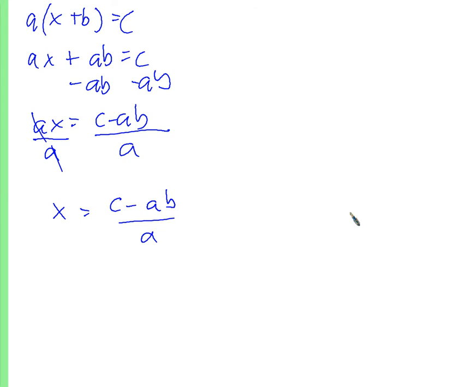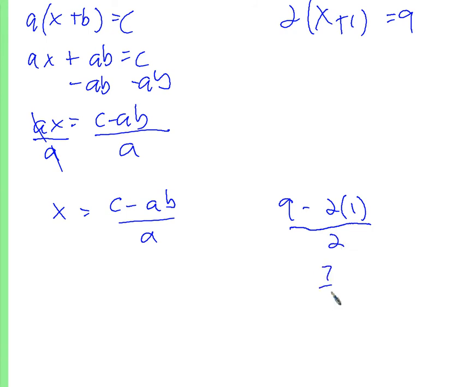Notice when I threw those numbers in there, I did the same exact thing with the numbers that I did with the letters. So if those numbers were there, they would all wind up in this arrangement. If it were, as problem 4 says, 2 times x plus 1 equals 9. This guy here, that's where A used to be. This B has been replaced with 1, C has been replaced with 9. Let's go down here and make all those substitutions. C is 9. A is 2, B is 1, and A again is 2. So we have 9 minus 2 is 7 over 2.